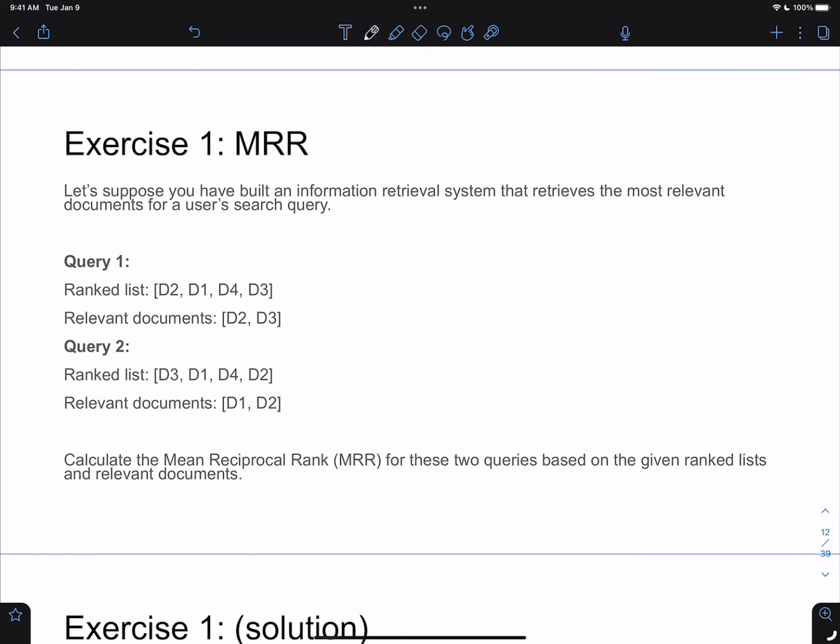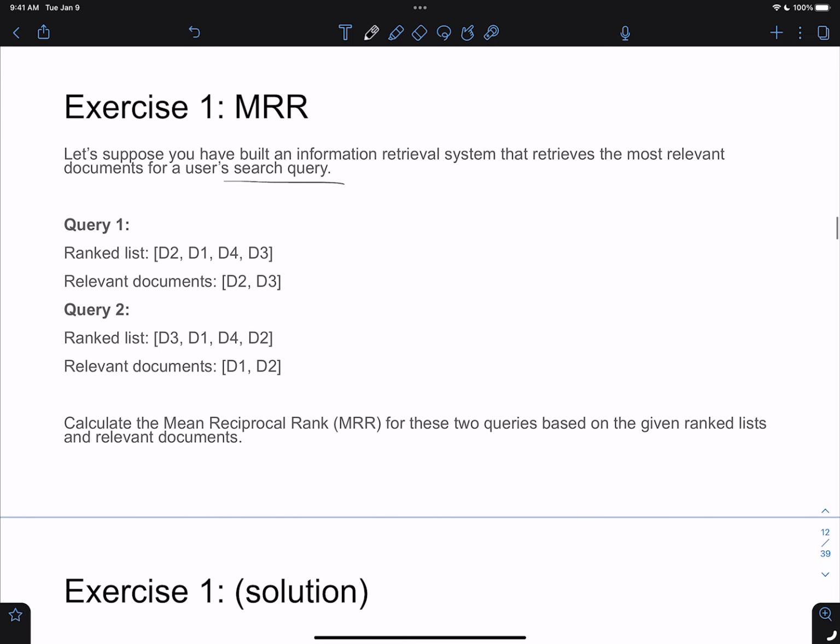Let's suppose you have built an information retrieval system that retrieves the most relevant documents for a user search query. For query 1, the ranked list is D2, D1, D4, and D3, and the relevant documents are D2 and D3. For query 2, on the other hand, the ranked list is D3, D1, D4, D2, and the relevant documents are D1 and D2.